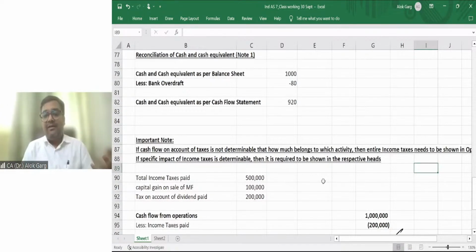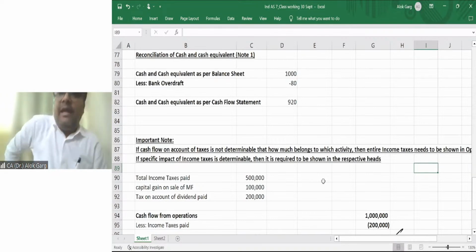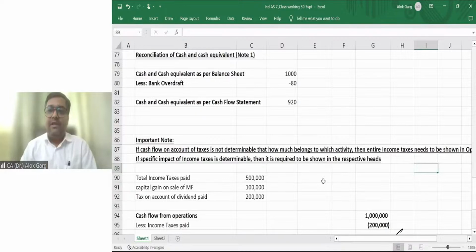And whatever amount the company has gained as a profit, the company has to pay taxes as a capital gain. Whatever capital gain the company is required to pay, it is a tax, right? But these capital gain taxes relate to the investing activity, not the operating activity, because the purchase and sale of investment comes under investing activity.